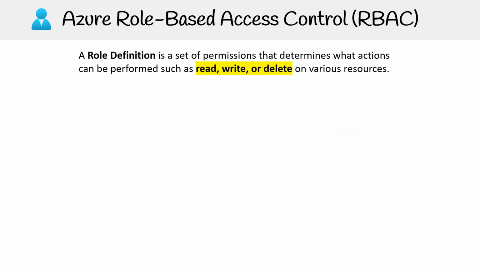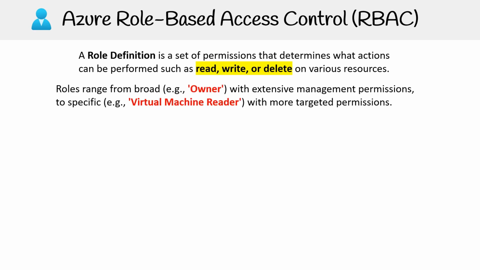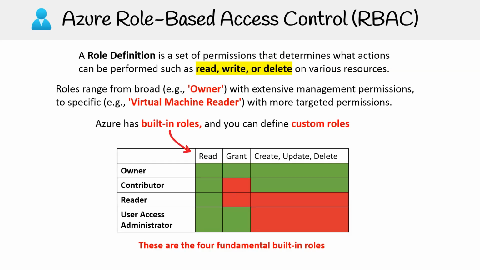A role definition is a set of permissions that determines what actions can be performed, such as read, write, or delete on various resources. Roles range from broad, such as owner, with extensive management permissions, to specific, such as virtual machine reader, with more targeted permissions. Azure has built-in roles, and you can define custom roles. This table shows the four fundamental built-in roles.